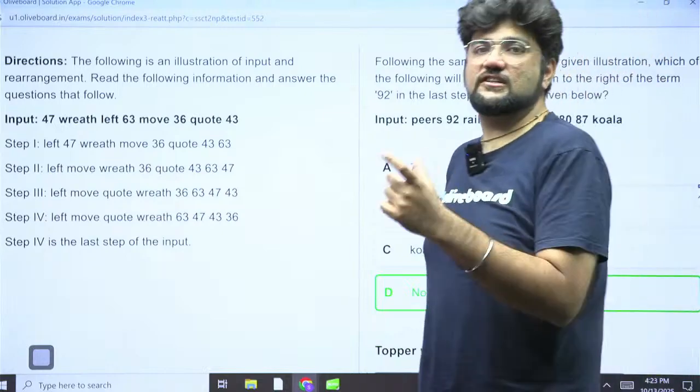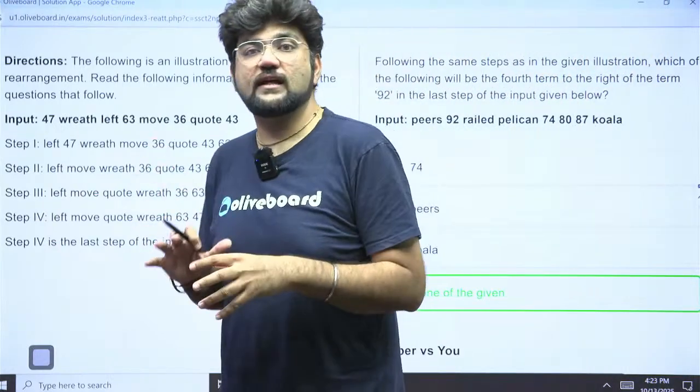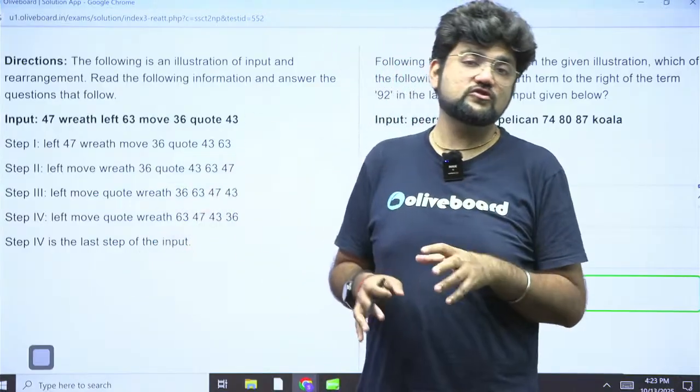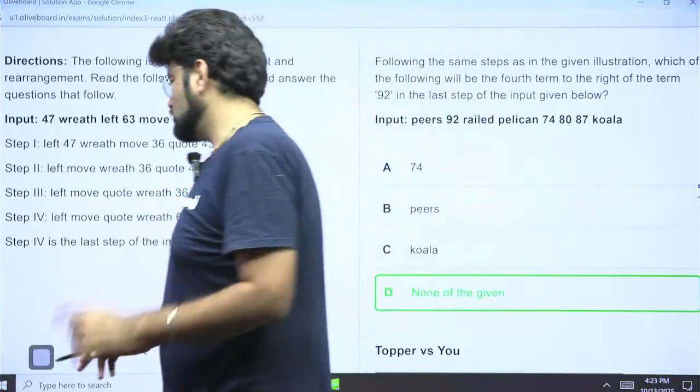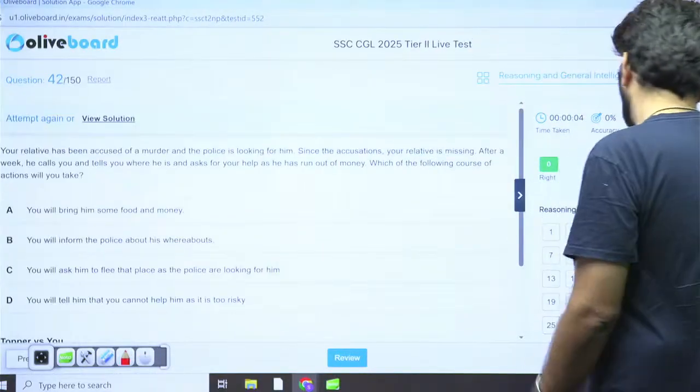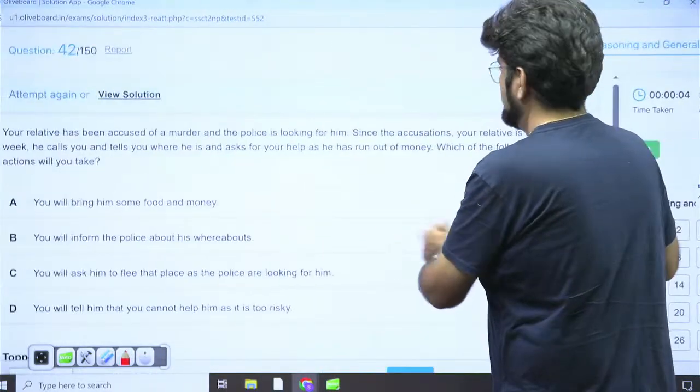So read strategically. In which question should I read my options first? In which question should I consider the options even? In which question should I not consider the options? In which question should I partially solve? All these little points matter. Okay. Next.